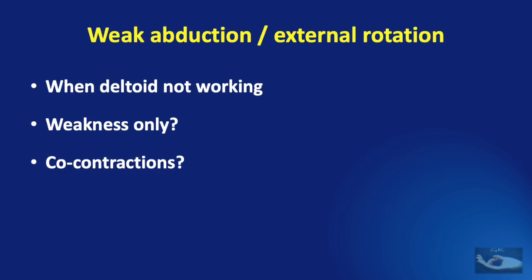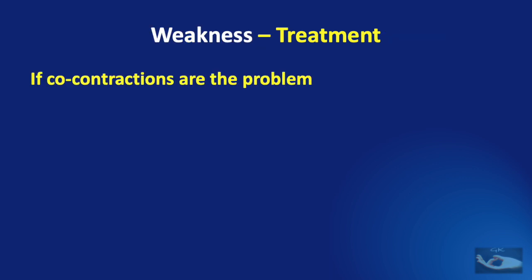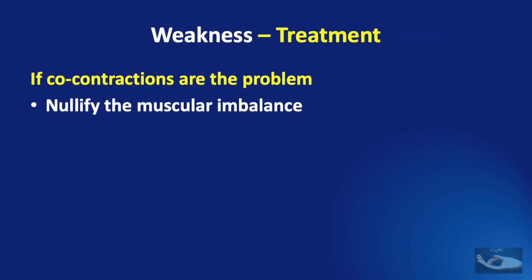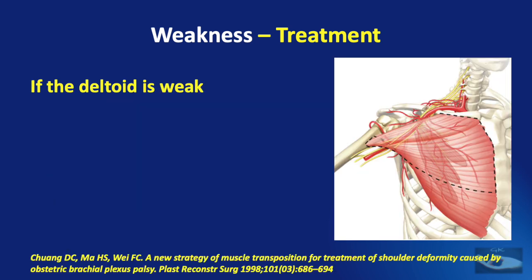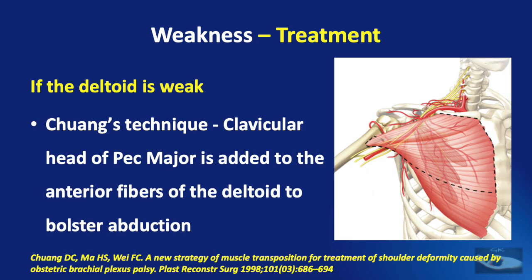In some situations, we find that the deltoid is not working. In those cases, we need to ascertain whether it is only a weakness or this deltoid is not able to act because of co-contractions. If co-contractions are the problem, we need to nullify the muscular imbalance as well as break the tendency of co-contractions by administering Botox to one set of the adductors and by doing a muscle transfer from adductors to the abductors. If the deltoid is weak, the Chuang's technique can be done.